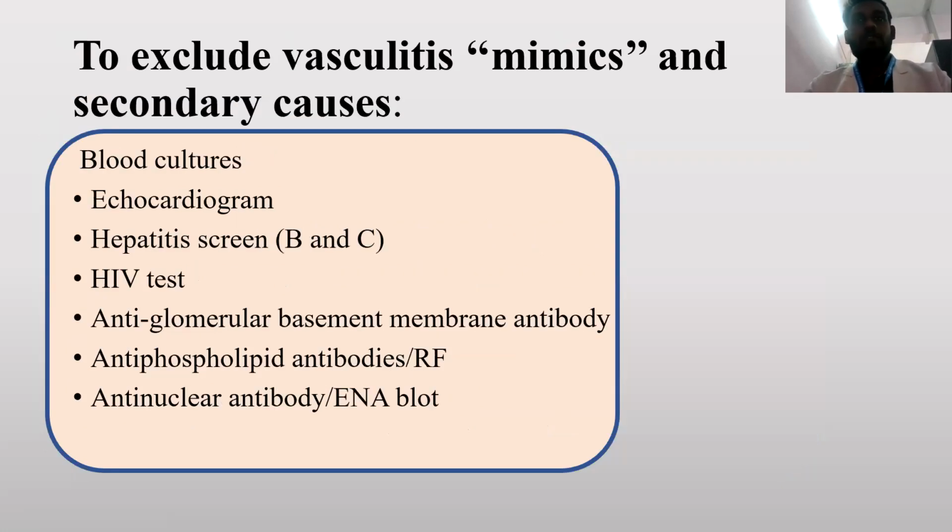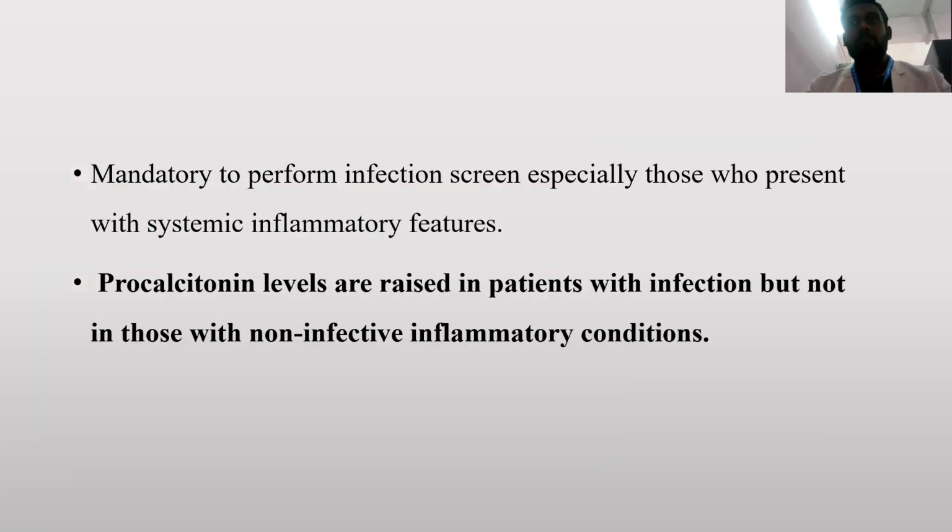So in order to exclude vasculitis mimics and secondary causes, we can always get a blood culture done, echocardiogram done, hepatitis B and C screening, HIV test, anti-glomerular basement membrane antibody, antiphospholipid antibodies, rheumatoid factor, and ANA we can do.